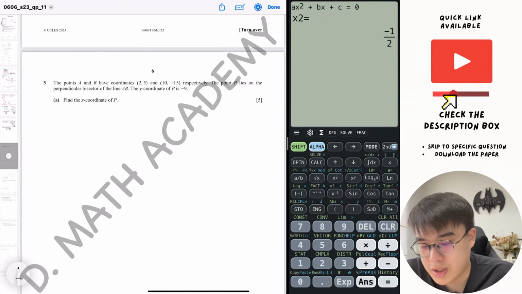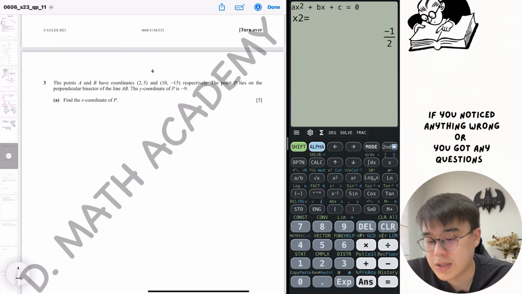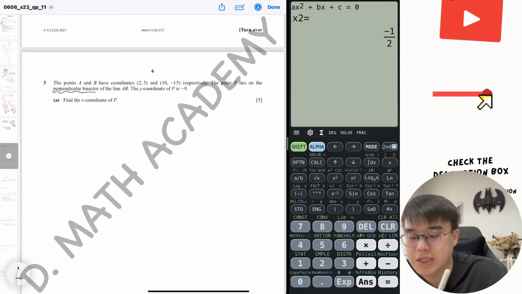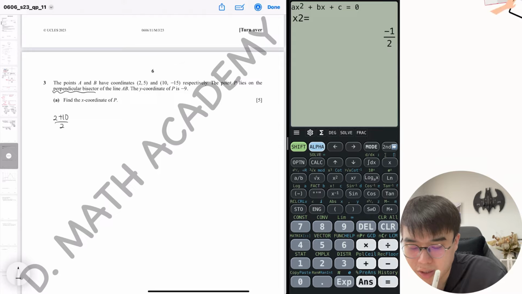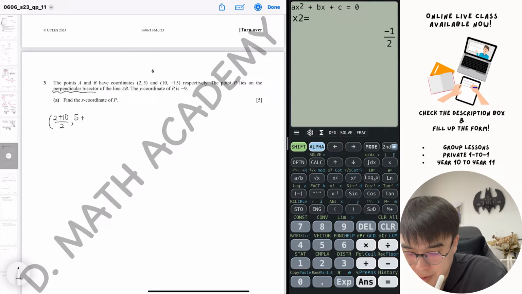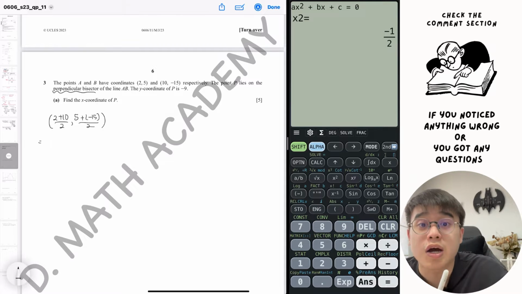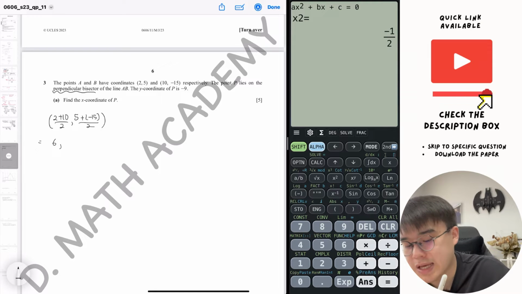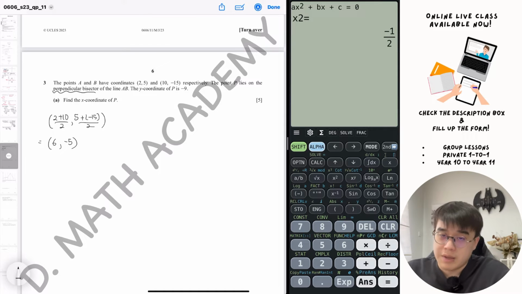Moving on to question 3, the points A and B have coordinates of (2, 5) and (10, -15). The point P lies on the perpendicular bisector of line AB. So the keyword here is perpendicular bisector. I'm going to take 2 plus 10 and divide it by 2, and 5 plus -15 and divide it by 2 as well. This is for the midpoint or the bisector here. So it turns out to be 6 and -5. This is for the midpoint.